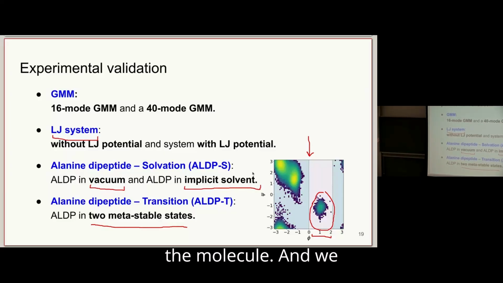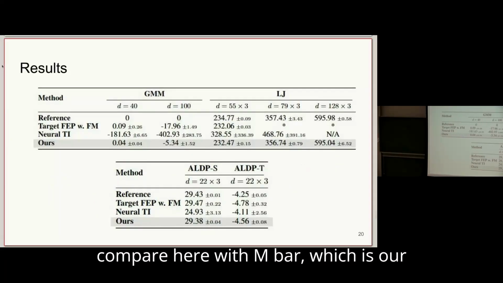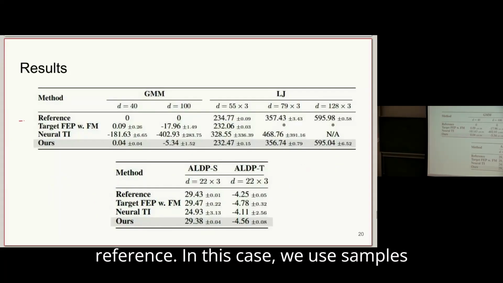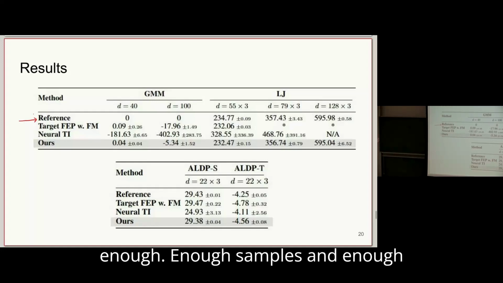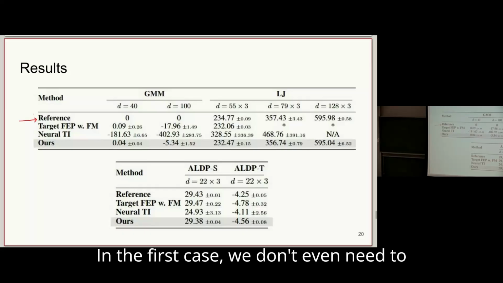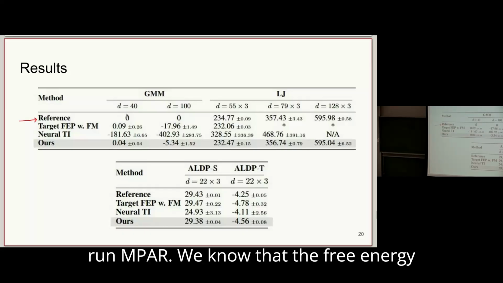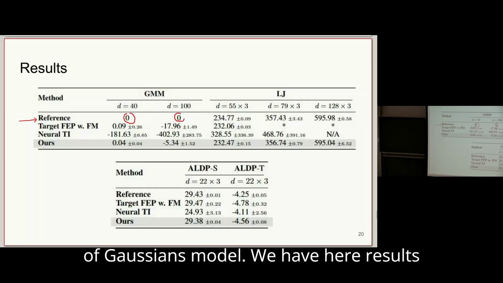Okay? And we can then compare with other methods. We compare here with MBAR, which is our reference. In this case, we use samples from intermediate distributions, and given enough samples and enough intermediate distributions, this will give us the right value. In the first case, we don't even need to run MBAR. We know that the free energy difference is 0. This is for the mixture of Gaussians model.